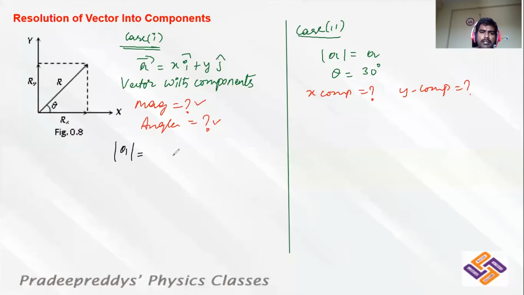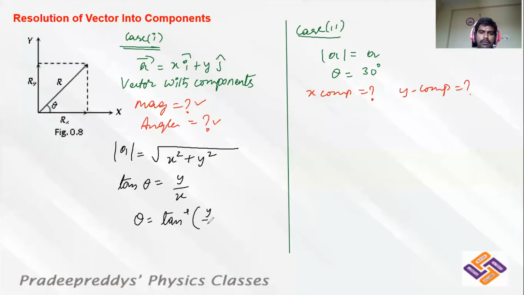Magnitude of a bar is equal to under root x square plus y square. Similarly, the angle can be represented as tan theta is equal to y component divided by x component. Theta is equal to tan inverse of y divided by x. This gives you the angle made by that vector with the x-axis.